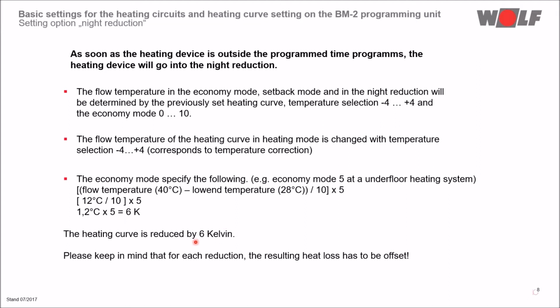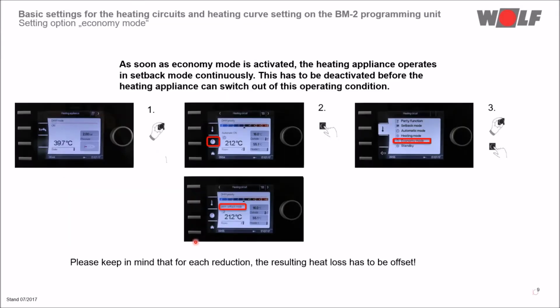Please note that for each reduction, the resulting heat loss has to be offset. How does economy mode work? As soon as economy mode is activated, the heating appliance operates in setback mode continuously. This has to be deactivated before the heating appliance can switch out of this operating condition.